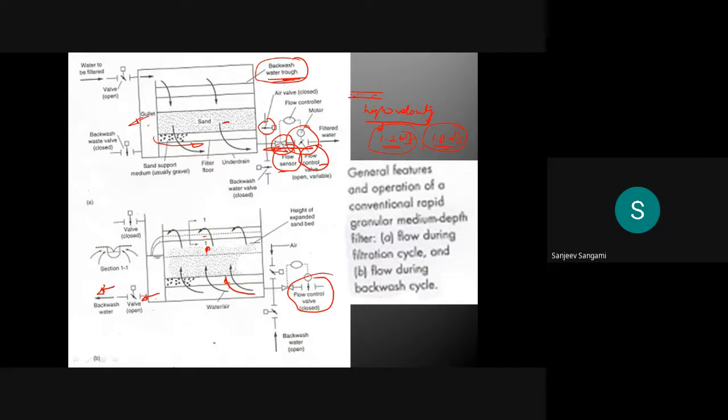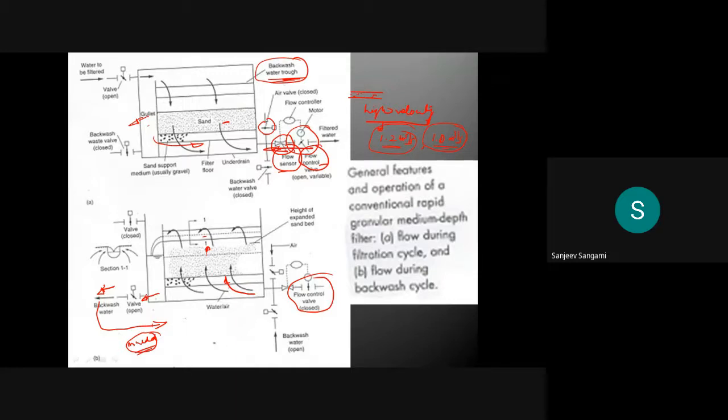Again, one mechanism is there, because this backwash water will contain a lot of mud. That mud and everything has to be cleaned. Again, the sand which is lost during the backwashing filtration process will be placed again here.